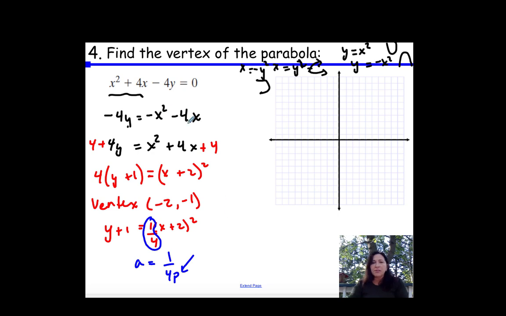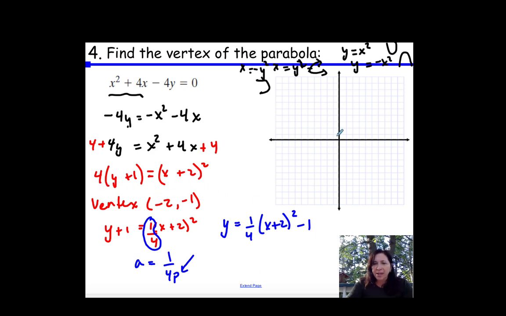And although this question did not ask me to find the focus point or the directrix, you will have to know that. And then just one other way I could write this is 1 over 4 times x plus 2 quantity squared minus 1. So just one other way I could write it.